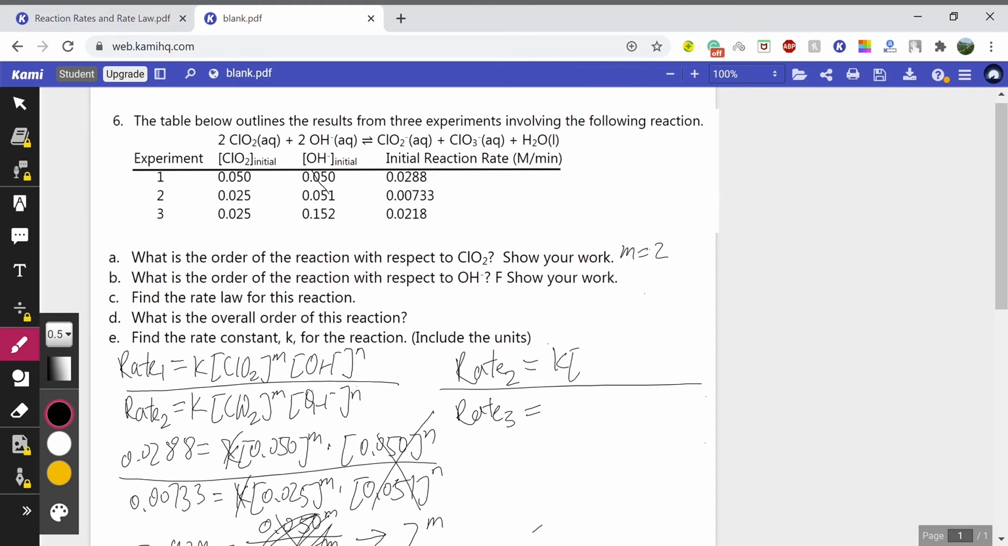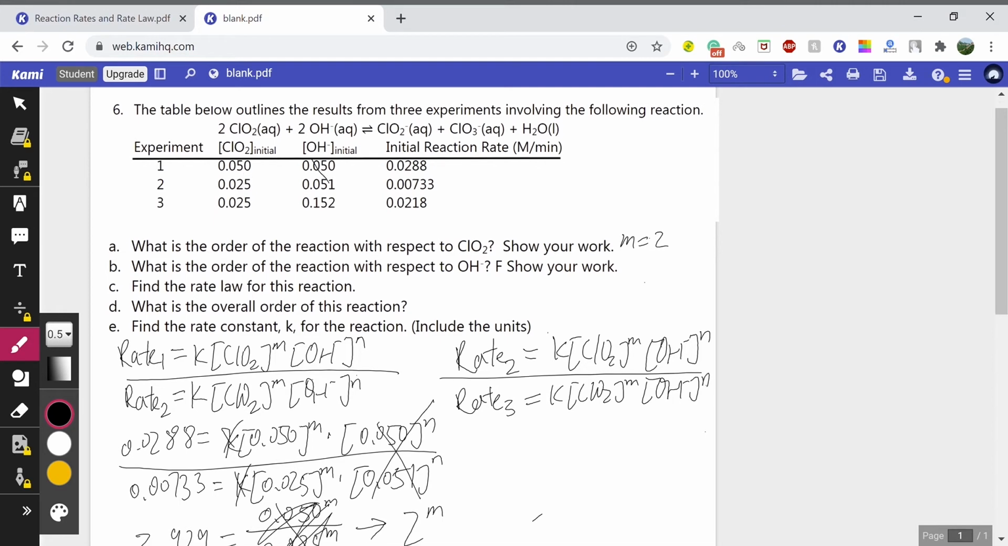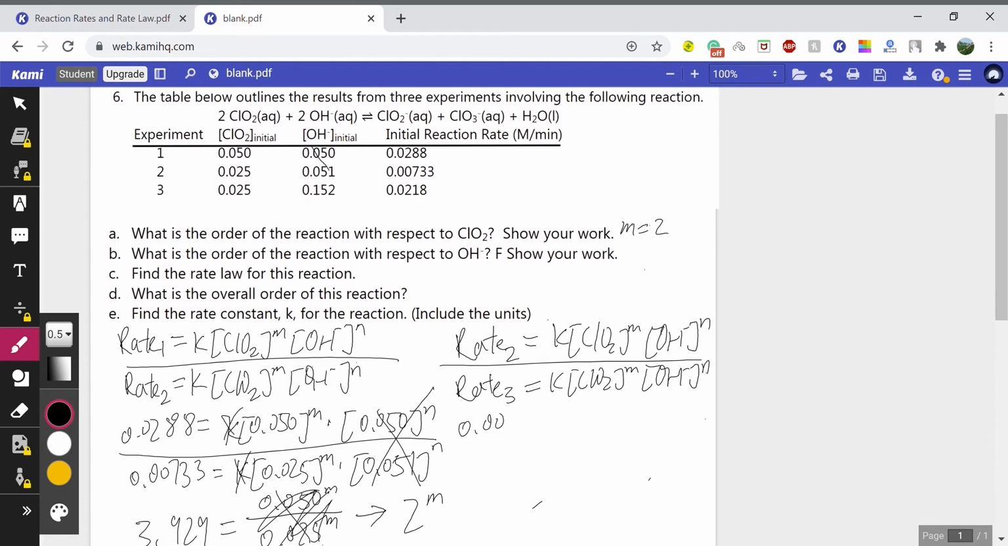And this time it's the same: K times ClO2 to the M power times OH minus to the nth power, over K times ClO2 to the M power times OH minus to the nth power. Now rate 2 is equal to 0.00733, which is equal to K times 0.025 to the M power times OH minus to the nth power, divided by, not OH minus.